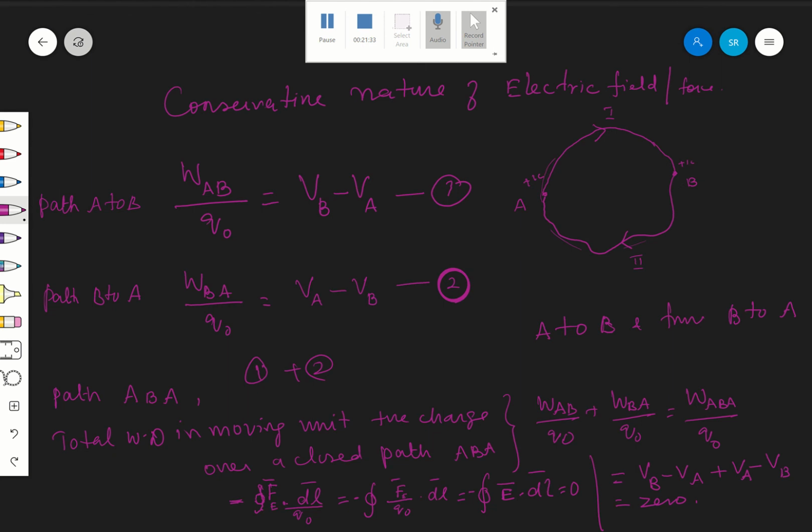Therefore, the line integral of the electric field over a closed path, the integral of E dot dl, is equal to 0. Line integral of the electric field over a closed path is nothing but 0. Is it clear? So this is about the conservative nature of the electric field, or electrostatic force.